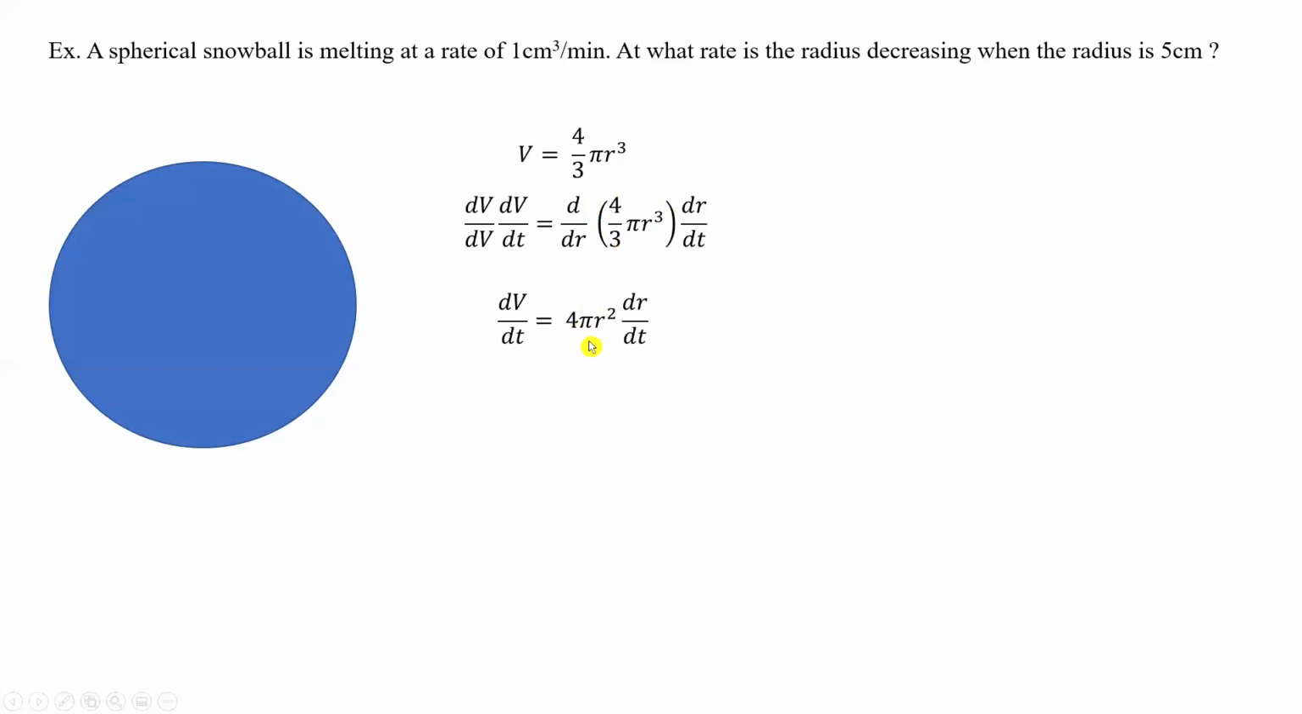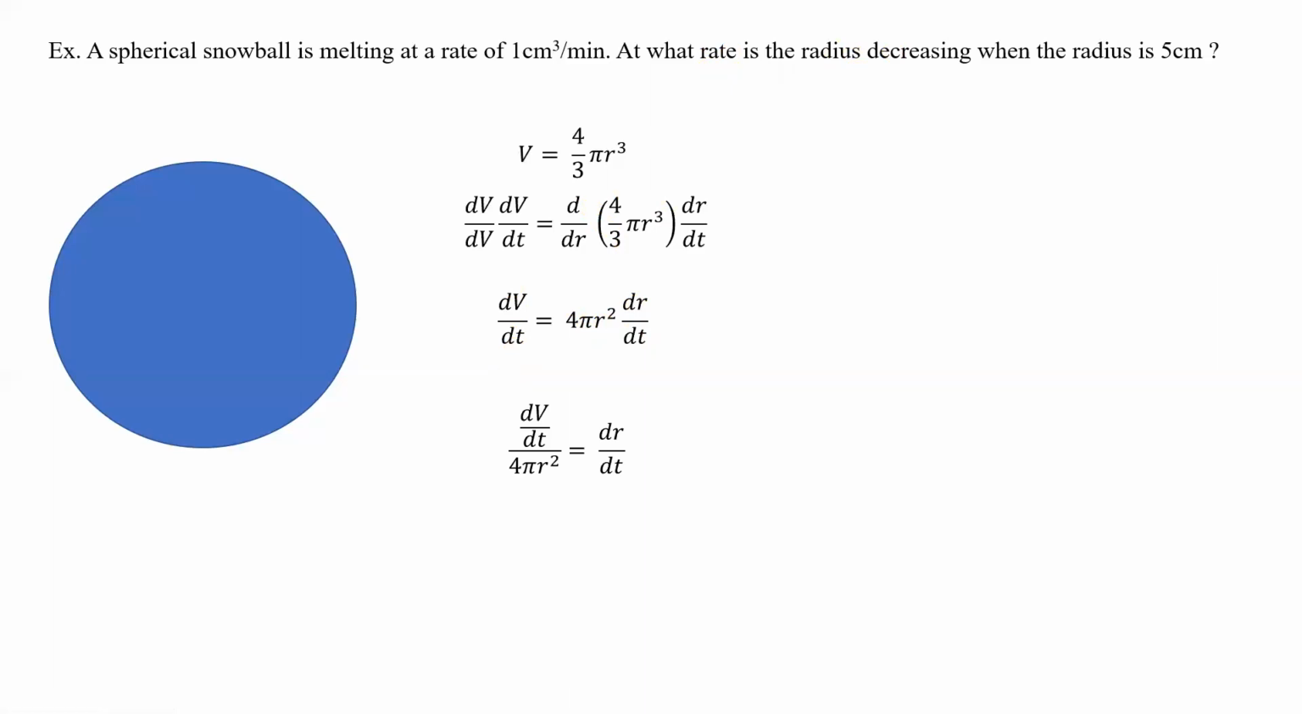What are we solving for? What rate, that means something to do with d's, is the radius decreasing? So radius, so change in radius. Change in volume, change in radius. So we're looking for dr dt. So we're going to move the 4 pi r squared to the other side of the equation.